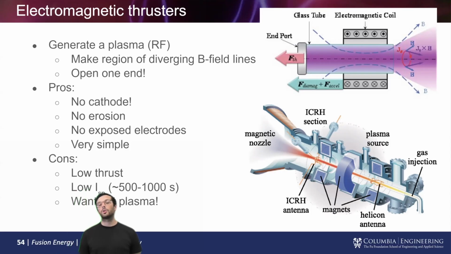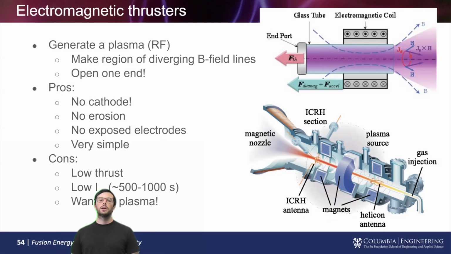The benefit of this is that you don't need a cathode. So cathodes are, like I said, sensitive to a few things. They're also just another piece. When you're flying things in space, you just want to make things as simple as possible. So these are simpler than Hall thrusters. There's no metal exposed, which means you can use corrosive fuels.